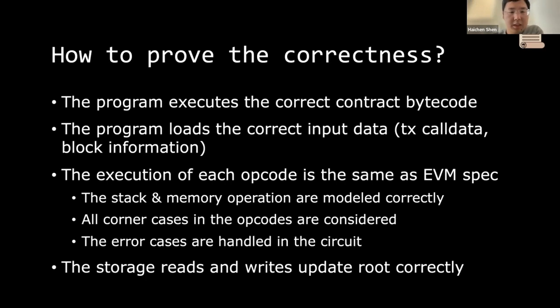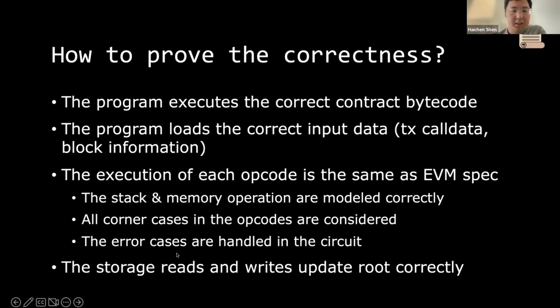And then the third is that the execution of each opcode behaves exactly the same as what the EVM spec says. So all of the computation, like the arithmetic computation of each opcode, is executed correctly inside your circuit, and that can only be the case if you use constraints in the circuit. That also implies that the stack and the memory operations are modeled correctly. And then those corner cases in the opcodes, for example different gas computation, like hot and cold storage loads, are all considered inside the circuit.